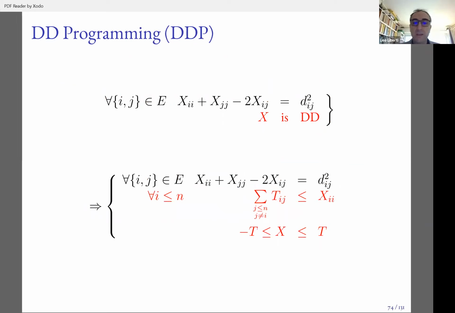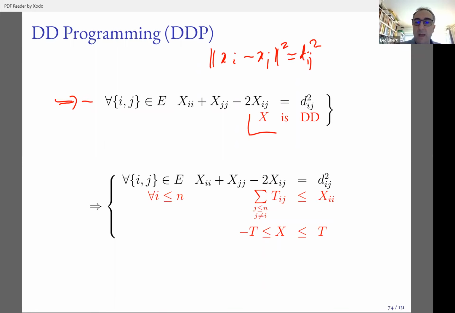So this is what we had. This is the crucial linearization of the distance geometry constraints, where the original system would say the norm of x_i minus x_j squared equals d_ij squared. This is the original system, and we linearized it to this form here.